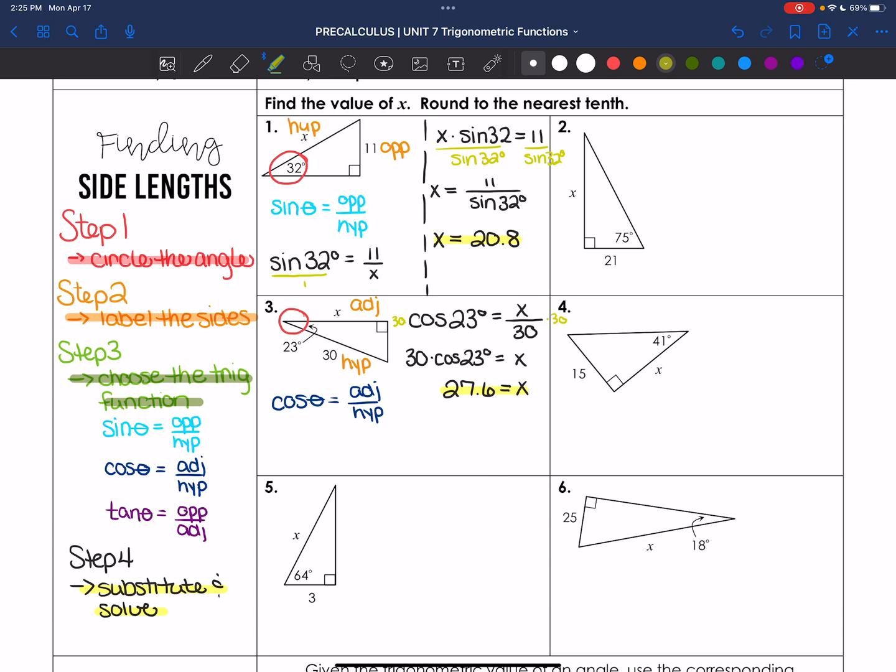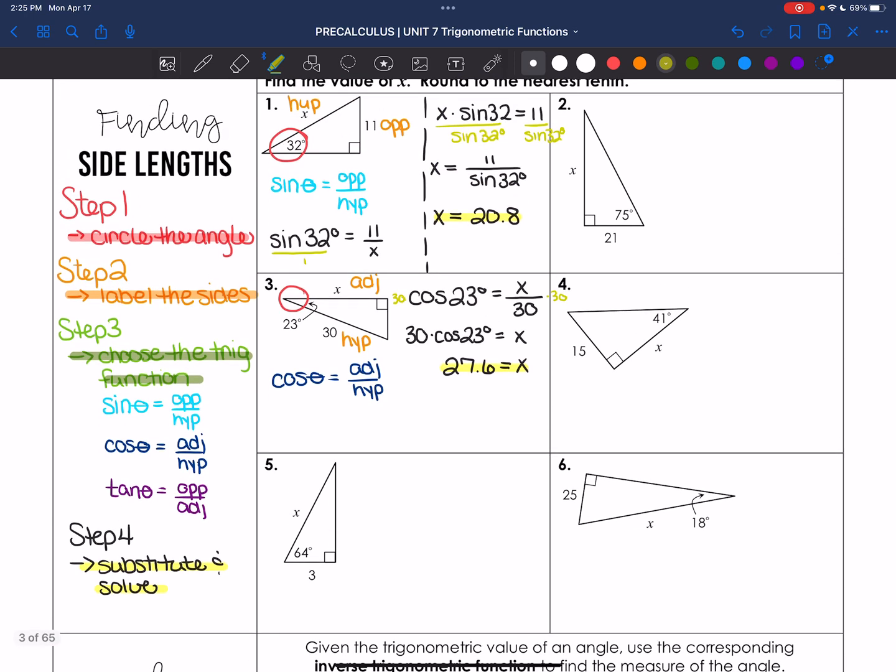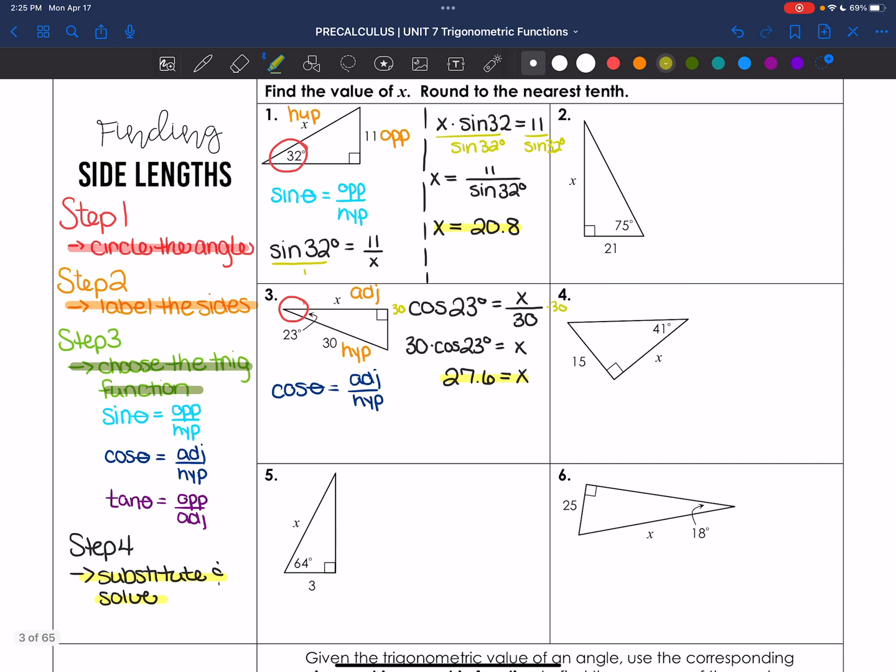There you go. We've got one more that we are going to work through here, where we are finding the side length. And then we're going to switch it up, and instead, we're going to look at finding angle measures. So let's do this 5th example. We want to begin by first circling our angle.